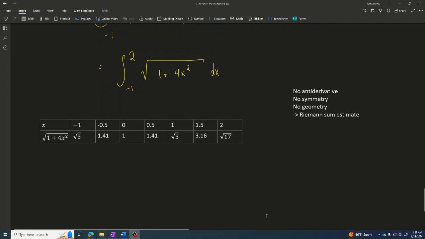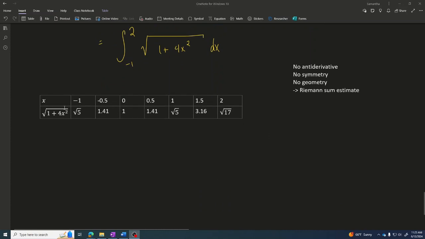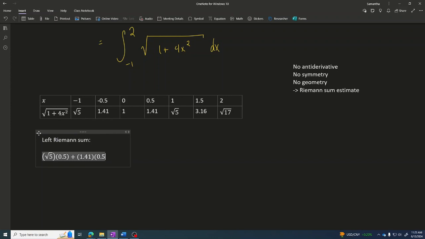And now that I've plugged those values into the function that I am integrating in order to fill out this table, all I have to do is set up the appropriate left or right Riemann sum. Again, I'm just going to go with left for no good reason, where I have the left output times the delta x, and so on.